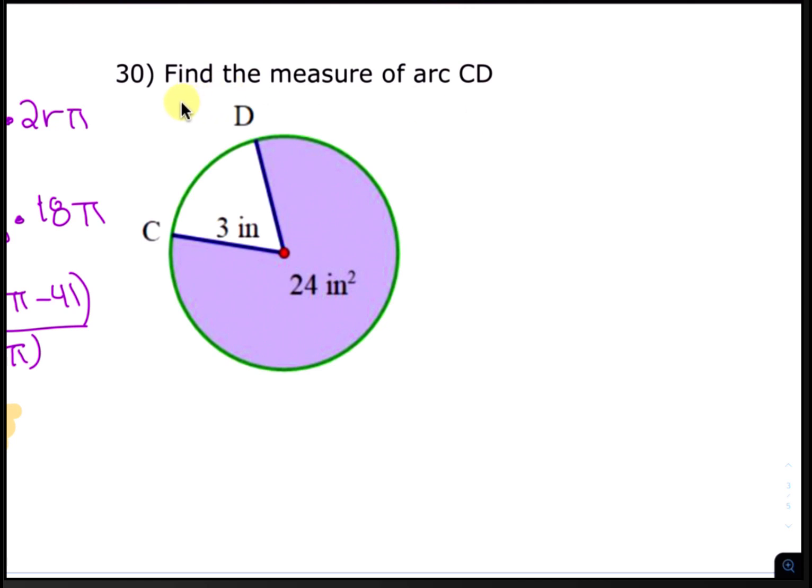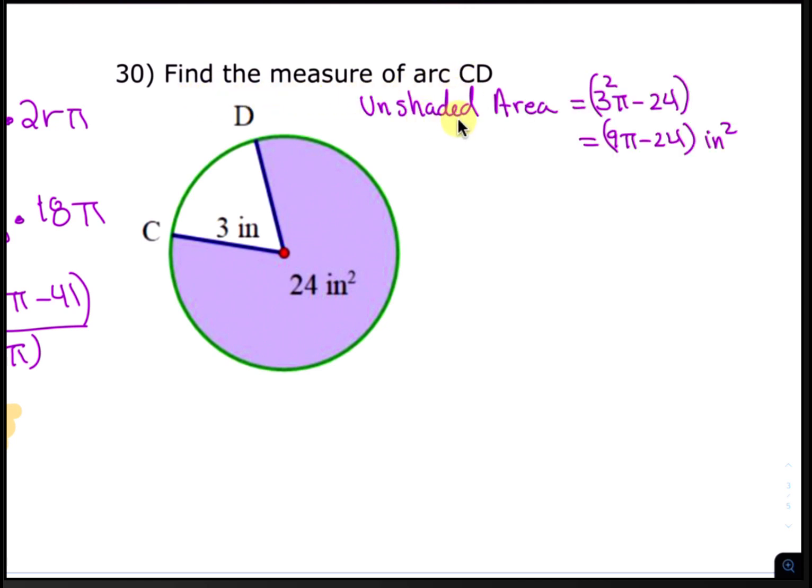All right, number 30, find the measure of arc CD. First, the unshaded area is going to be equal to the full circle area minus the shaded area. And the full circle area is r squared pi, or 3 squared pi, minus the shaded area of 24. That simplifies to 9 pi minus 24. So now this unshaded area is 9 pi minus 24, and we'll call the degree measure theta.